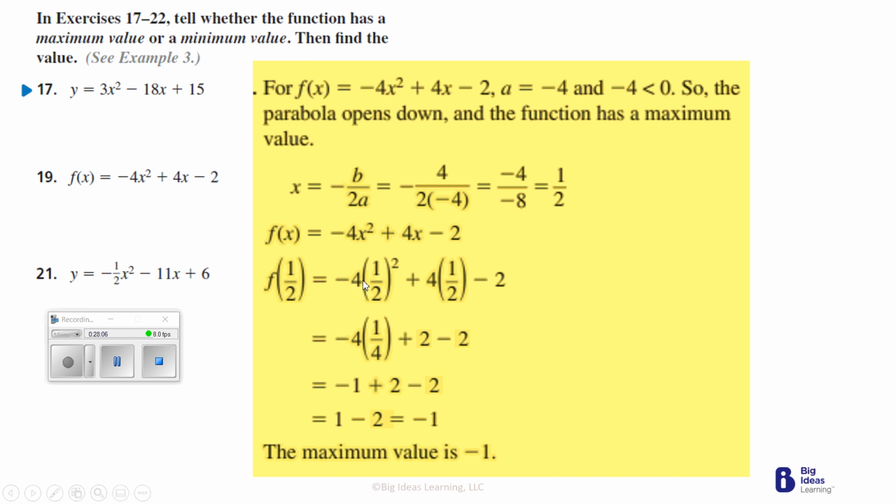So we have 1/2 now to plug in. We've got negative 4 times 1/2 squared. Well, 1/2 squared is 1/4. And negative 4 times 1/4 will give us negative 1. We know this because negative 4 times 1 is negative 4, and negative 4 divided by 4 is negative 1. Now everything else comes down. Negative 1 plus 2 will give me 1. And 1 minus 2 will give me negative 1. So the maximum value is negative 1.